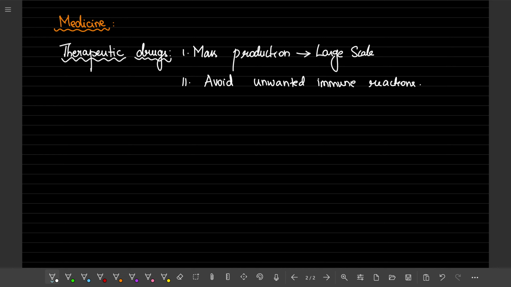If you want some enzyme or protein, you can extract it from other animals and introduce it into your body. But since this is from other animals, there may be other proteins also present which your body will identify as antigens and it is going to produce immune reactions against it. Very severe reactions may also be possible. So we can avoid it if it is produced through biotechnological methods.